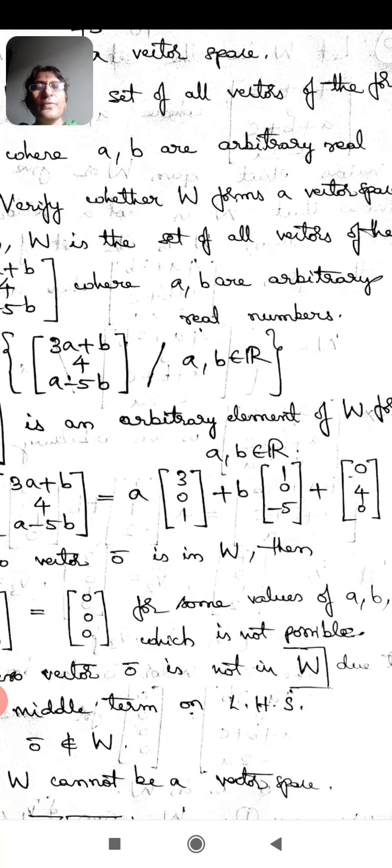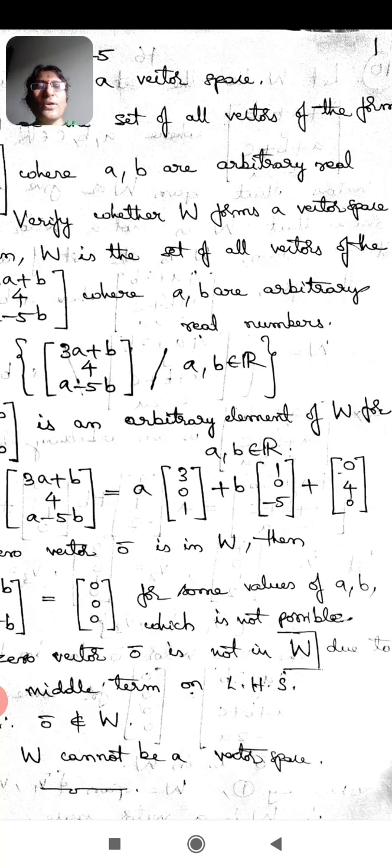For that we have 3 column vectors seen on the right hand side, wherein the first column vector has the scalar multiple a, the second column vector has the scalar multiple b, whereas the third column vector has no scalar multiple.